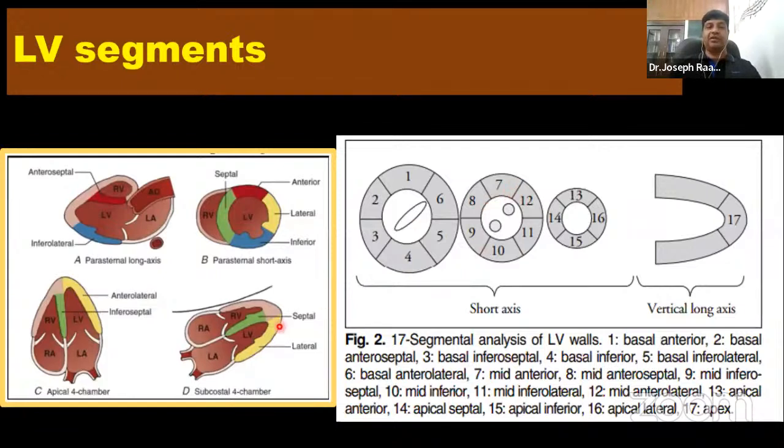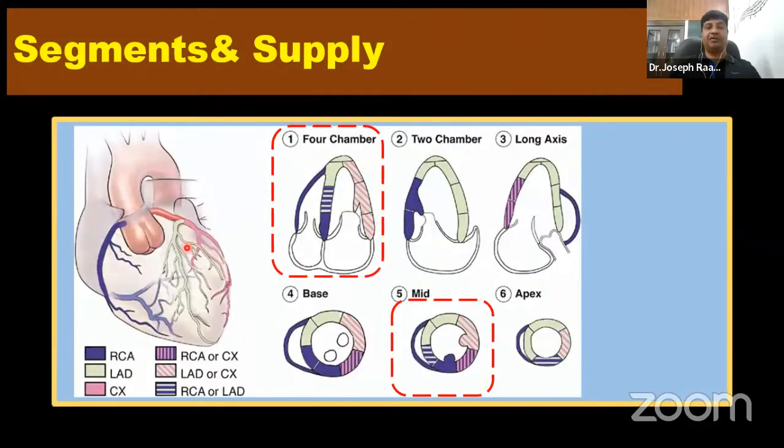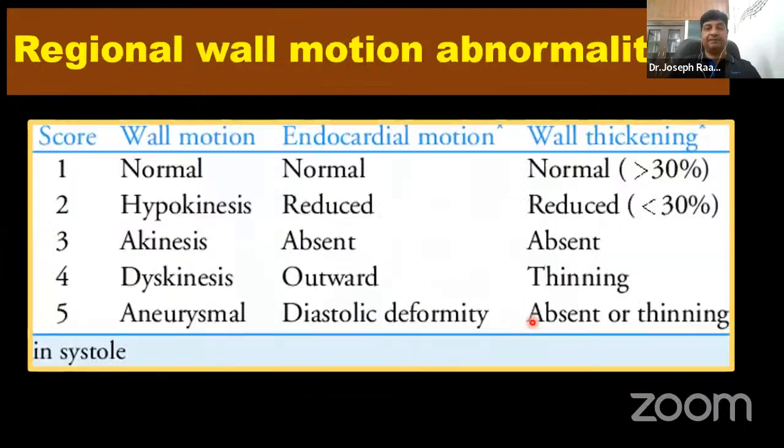That's number 1. And also the apical 4-chamber. This view also will give you information regarding these regional wall motion abnormalities. Okay, let's see. These are the 2 views which I was talking about. So how are we going to analyze this? What do you mean by regional wall motion abnormalities?